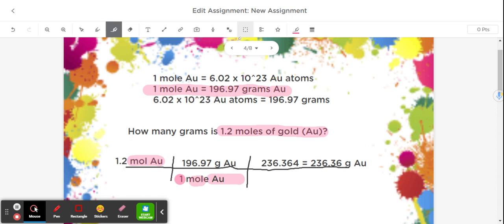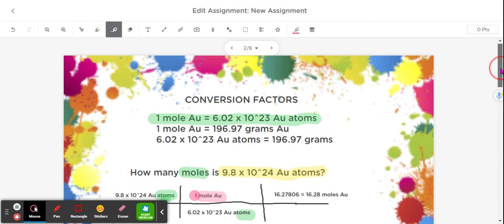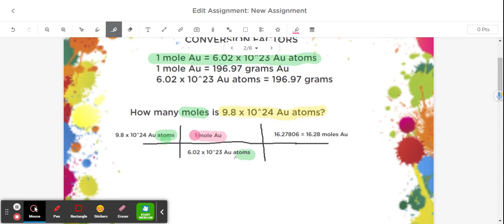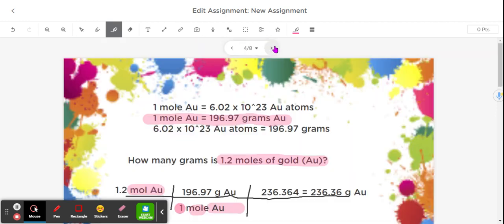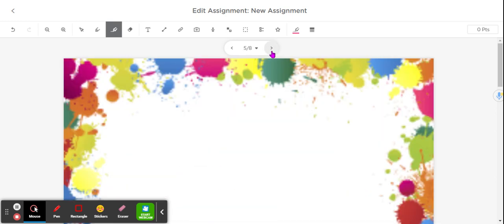All right, let's look at something else. Anytime we put atoms into our truth table, so here we used atoms, the number here is 6.02 times 10 to the 23rd. If you look, anytime I have atoms in my problem, the number is 6.02 times 10 to the 23rd. So let's just make a couple of observations.